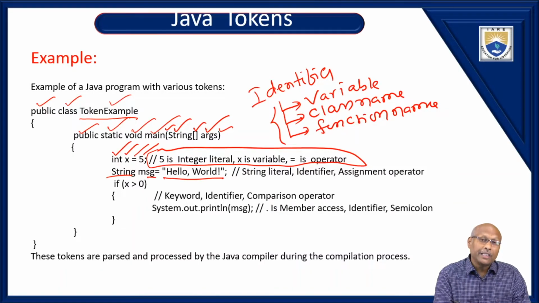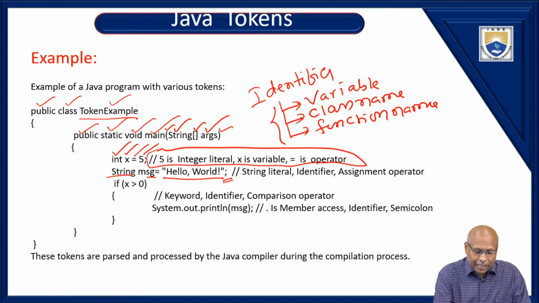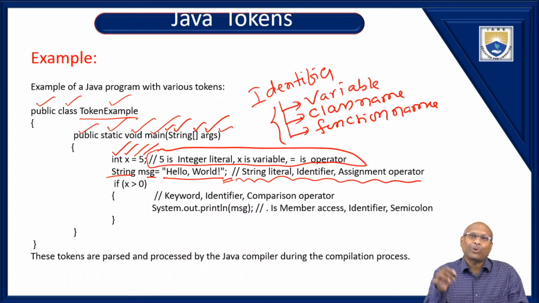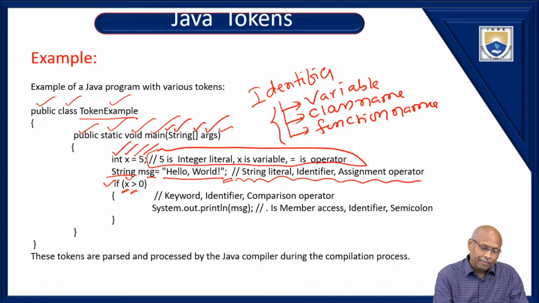Hello world, which is written within double quotes. That is a string literal. So that is also a token. Semicolon is there. Semicolon is what? It is a separator. That is also a token. Then next to that there is what? A comment statement. That is also a token. Similarly, if is a token. Open parenthesis, that is also a token. X is a token. The greater than symbol, that means the operator. That is also a token.